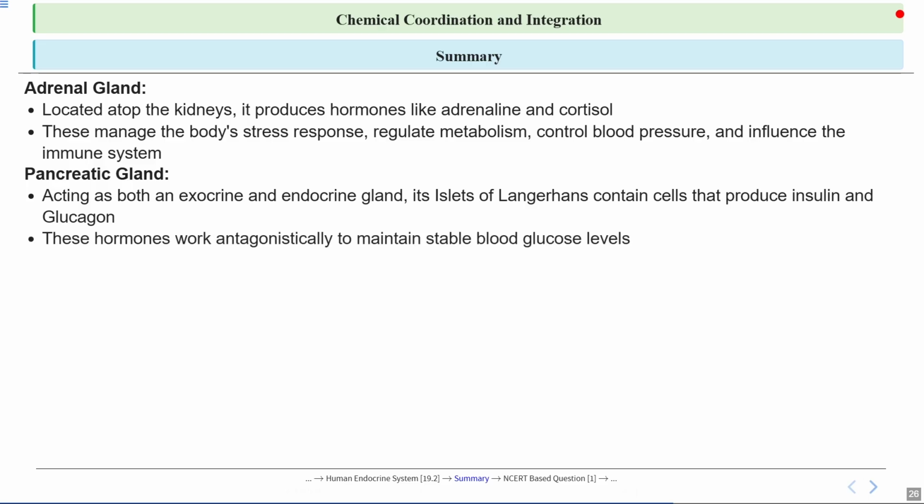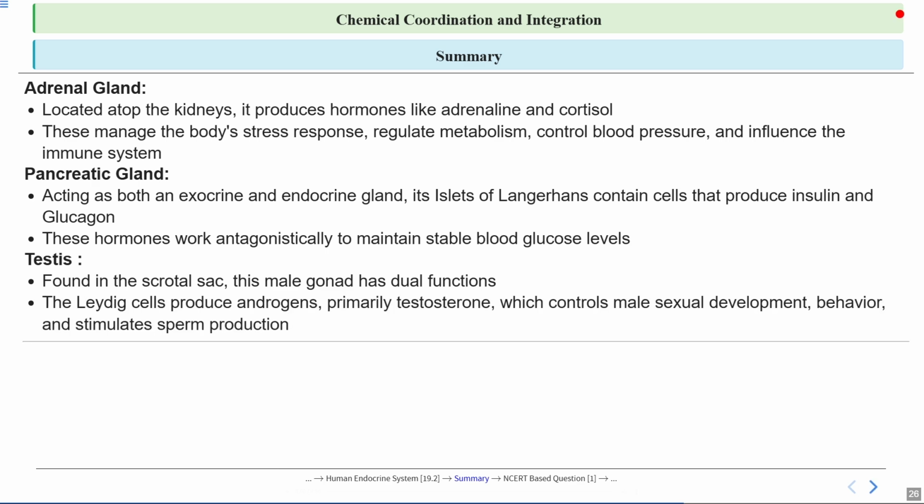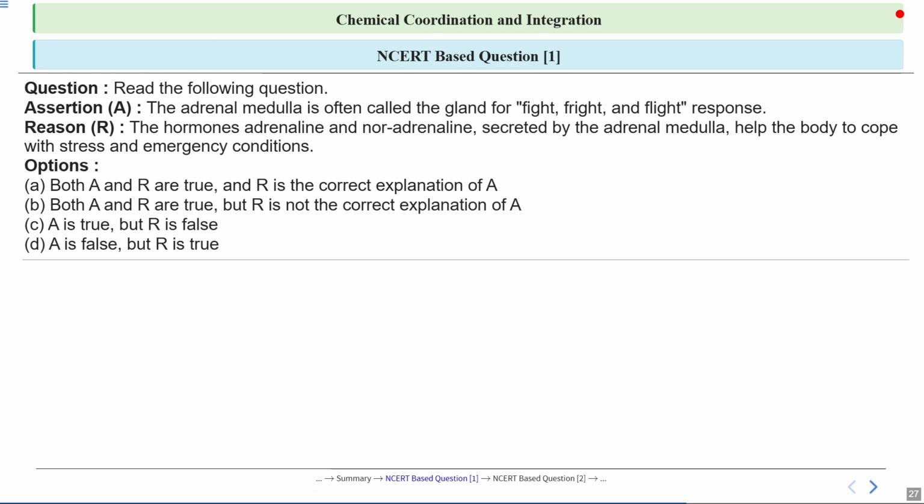Then we talked about how these hormones act antagonistically. These hormones work antagonistically to maintain stable blood glucose levels. Then we also discussed the testes. They are found in the scrotal sac. This male gonad has dual functions. The Leydig cells here produce androgens, primarily testosterone, which controls male sexual development and behavior and stimulates sperm production.